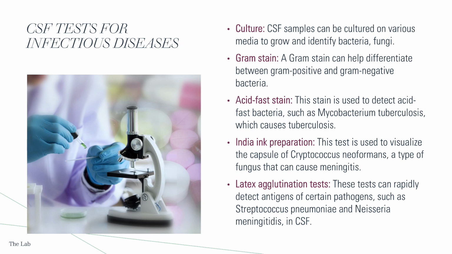Acid-fast stain: this stain is used to detect acid-fast bacteria, such as Mycobacterium tuberculosis, which causes tuberculosis. India ink preparation: this test is used to visualize the capsule of Cryptococcus neoformans, a type of fungus that can cause meningitis. Latex agglutination tests: these tests can rapidly detect antigens of certain pathogens, such as Streptococcus pneumoniae and Neisseria meningitidis, in CSF.